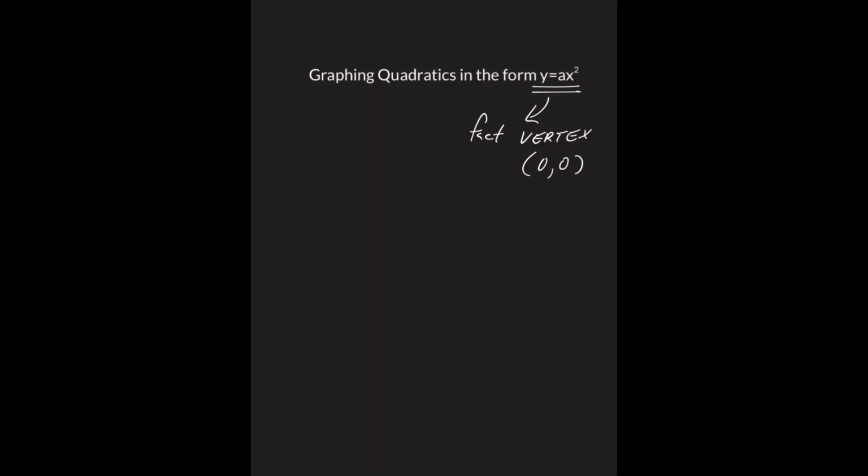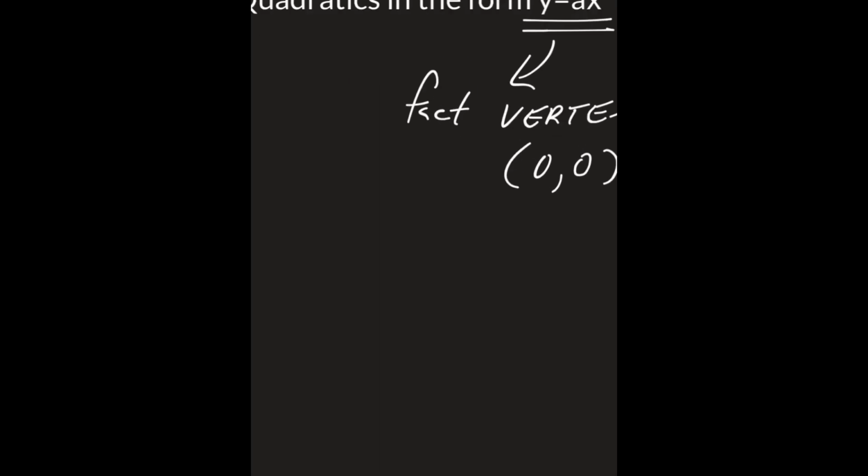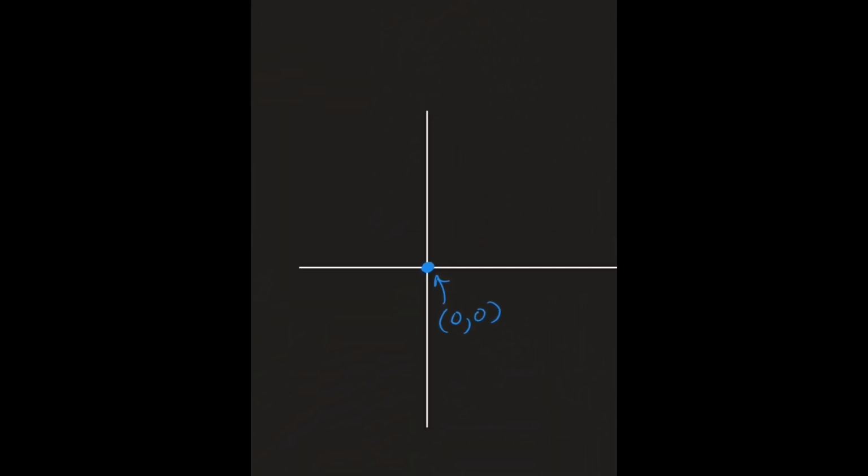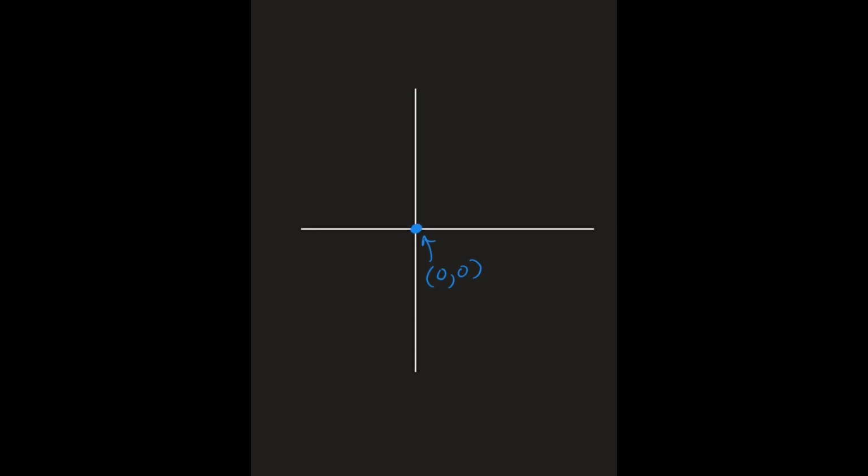Since this format has a vertex at the origin, what that means is that when I have my XY axis, I know the vertex will be right here at the center. Now, the idea behind all of this is to pick a couple of spaces in this direction and a couple of spaces in that direction. All right, so that's the idea.